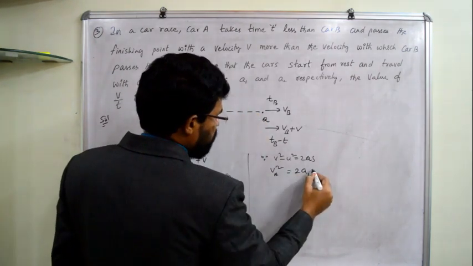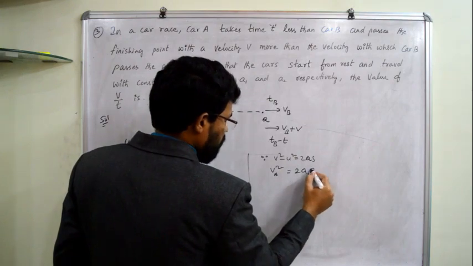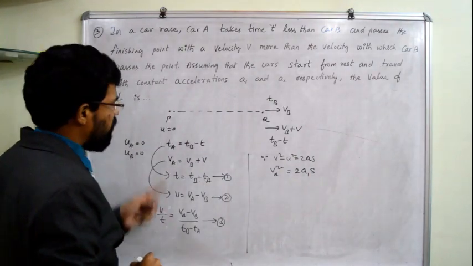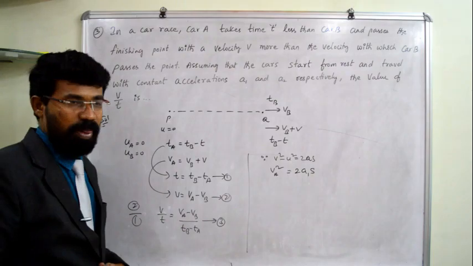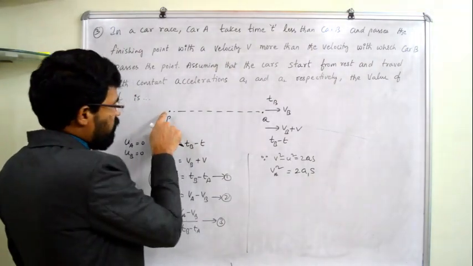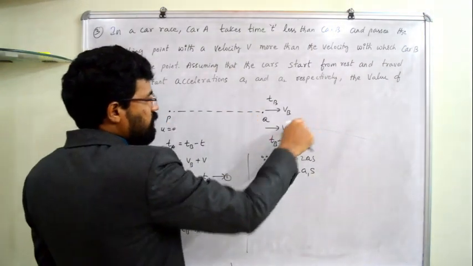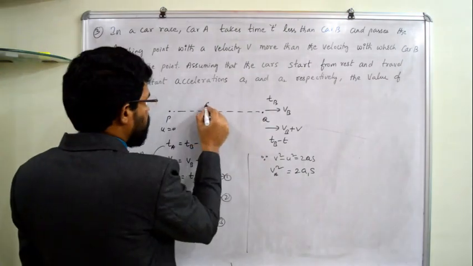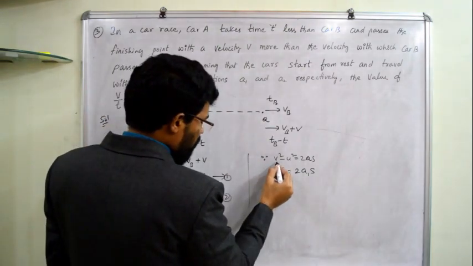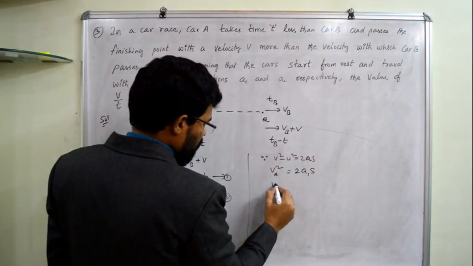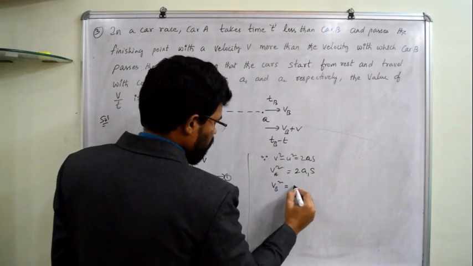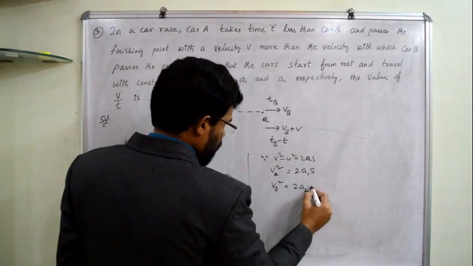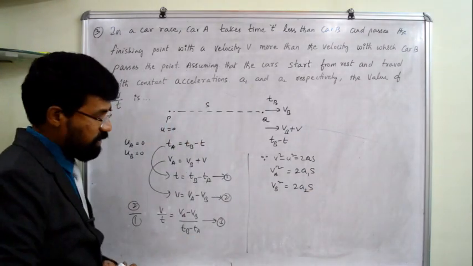And how much is the distance covered by car A? I'll take it as S. In fact, both the cars are covering the same distance, isn't it? Both the cars have started from point P and both are crossing the same point Q. So it means both have covered the same distance. Let us take that distance as S. Similarly, I will write this equation for car B. So VB square is equal to 2A2 into S, isn't it?